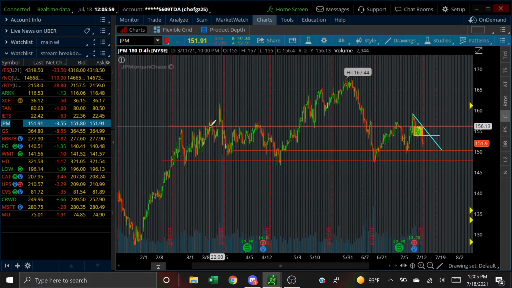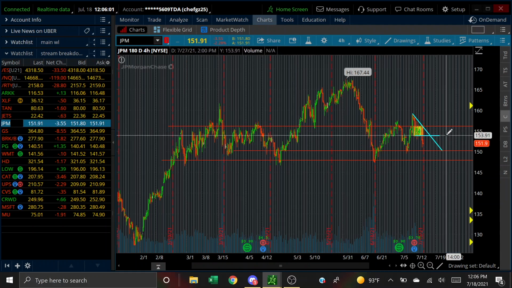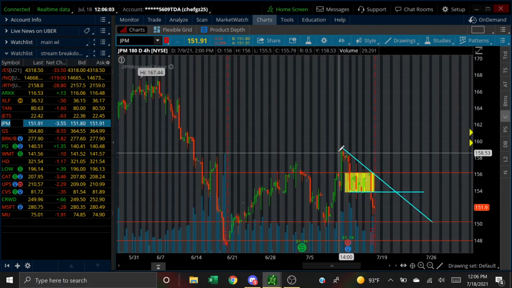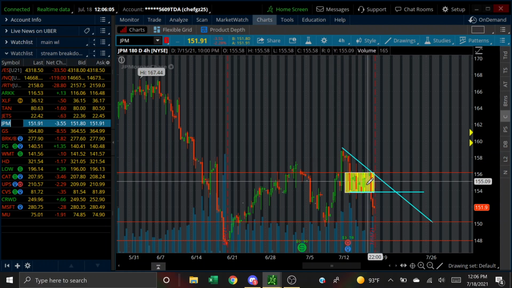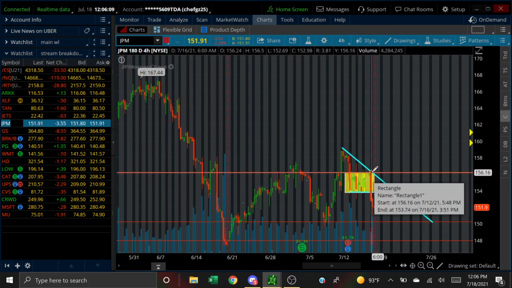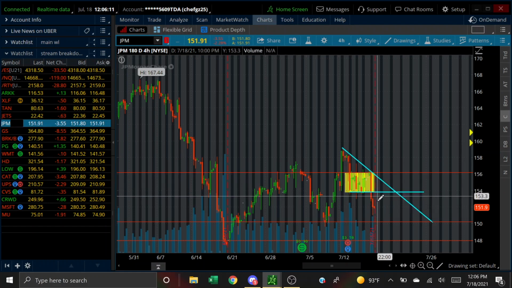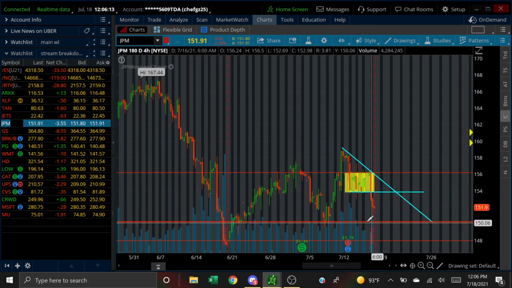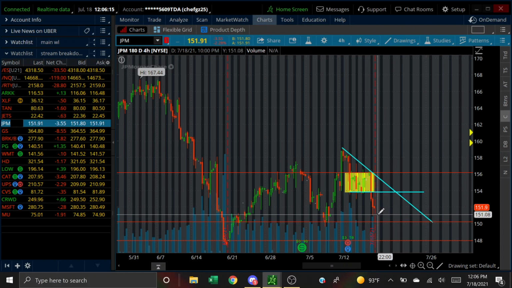JPM has still been stuck in this nice little range here. And definitely what happened previously, we had a nice base here, right? From this 153.74 to this 156.16. And then we ended up dropping to the bottom. So we definitely have more room to come back down.